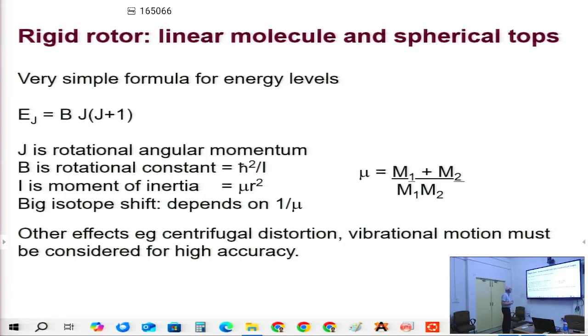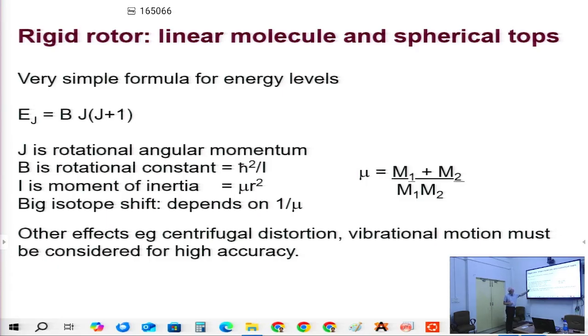So there's a very simple formula for the rotational energy levels of both a spherical top and the linear molecule. They both only have one rotational constant B, and the energy levels depend on J(J+1) times B. So just to remind you, J is the rotational angular momentum, nothing to do with the J we talked about this morning, which is the total angular momentum of the atom, though it is sort of the total angular momentum of the molecule. We'll get to that.